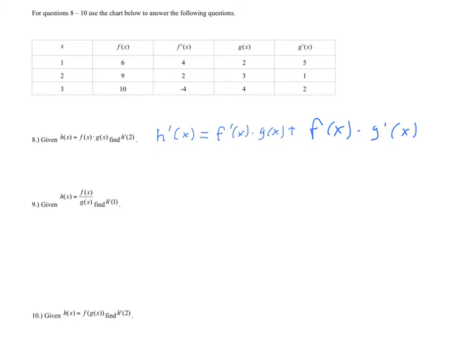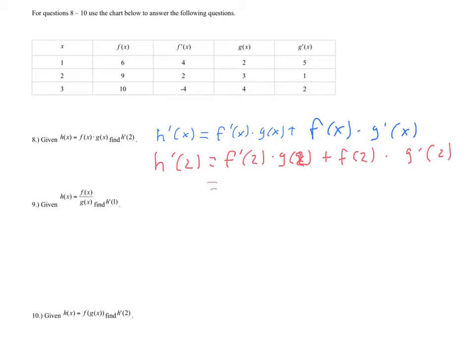Now if we're evaluating this at 2, h prime at 2 is equal to, well, what's the derivative of f at 2? What's the value of g at 2? What's the value of f at 2? What's the derivative of g at 2? And we're given a table of values to find all of this.